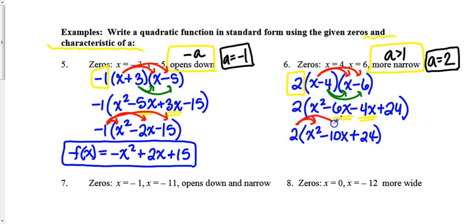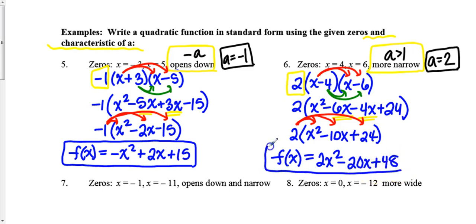Distributing in 2 to finish this up. My final answer will become what? Let's see if we can say it together at the same time. 2 times x squared, that's going to be 2x squared minus 20x plus 48. So I have successfully written the quadratic function for a graph that has x-intercepts at 4 and 6 and is more narrow.